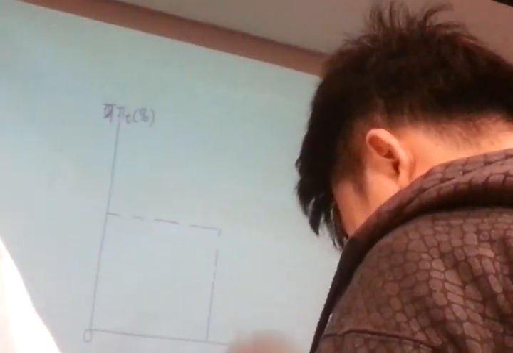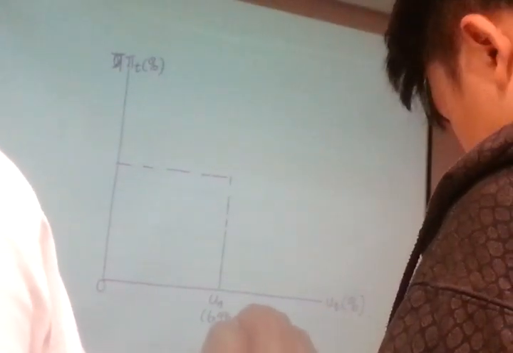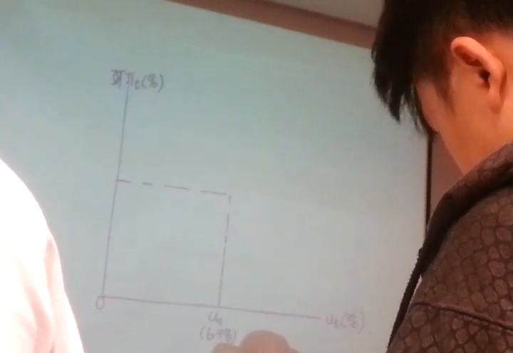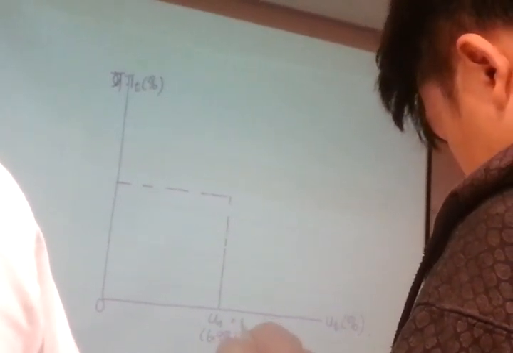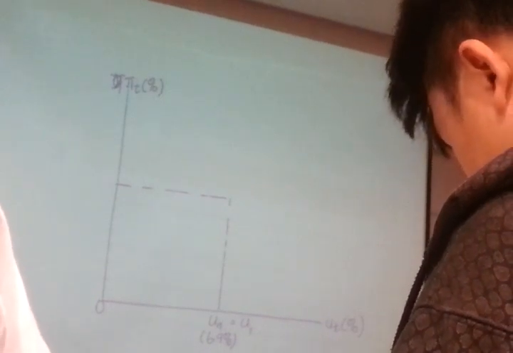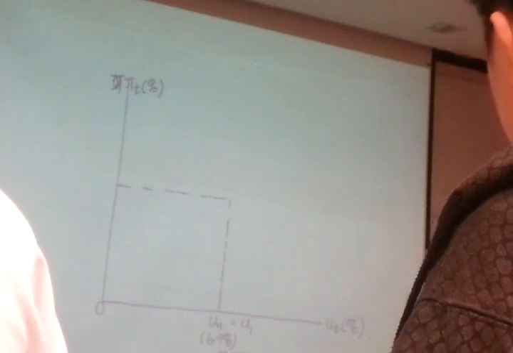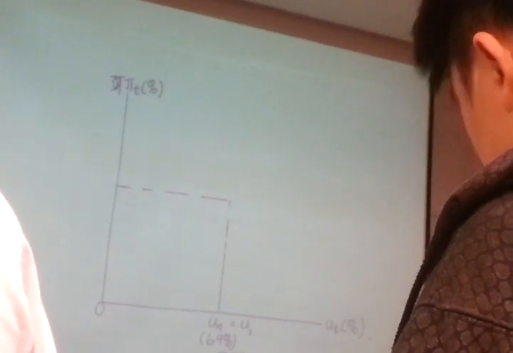Okay, so remember, mark out UN first. And put in a number if you want. So if we are talking about US, for example, this is like 6.9%. And assume you are there first. Okay, so tell yourself this means you are at full employment.